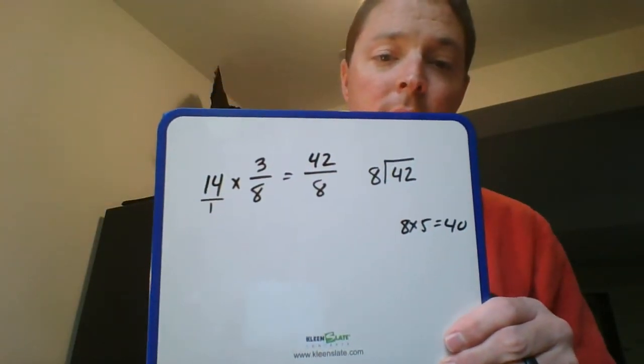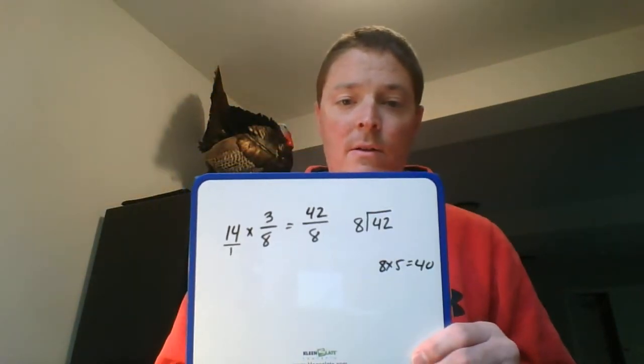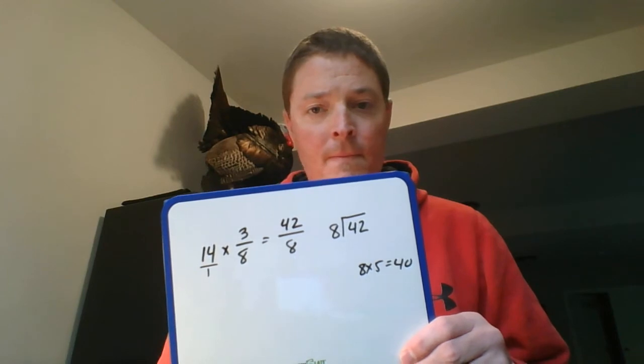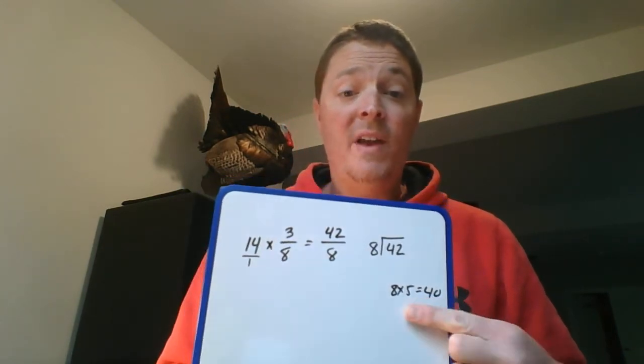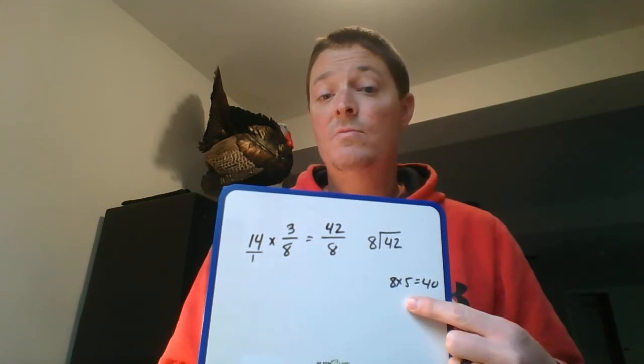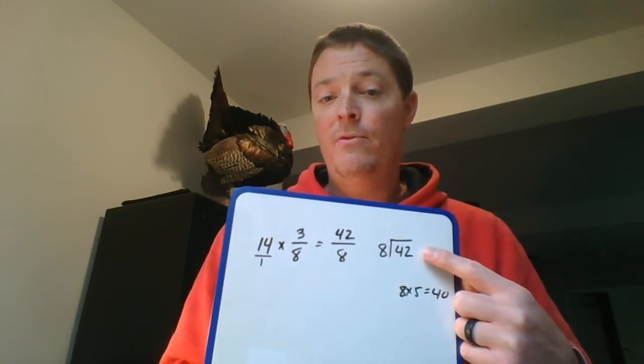All right, 8 into 42. I know right off the bat, because I know my multiplication facts, that 8 times 5 gives me exactly 40. What do you think, Mr. Turkey? Can we get any closer? That's right, we can't. Because if I did another group of 8, that would be 8 times 6, which would be 48, which is too much. I only have 42.